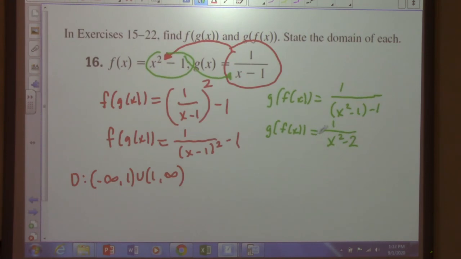Okay, what is our domain of this? What is our domain of this thing going to be?